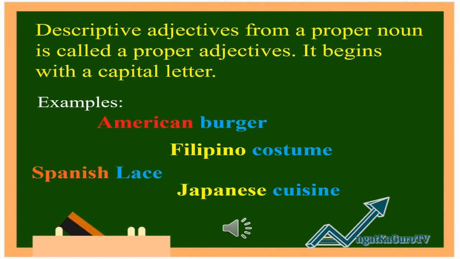Please note that a descriptive adjective formed from a proper noun is called a proper adjective. It begins with a capital letter. Examples: American burger, Filipino costume, Spanish lace, Japanese cuisine.